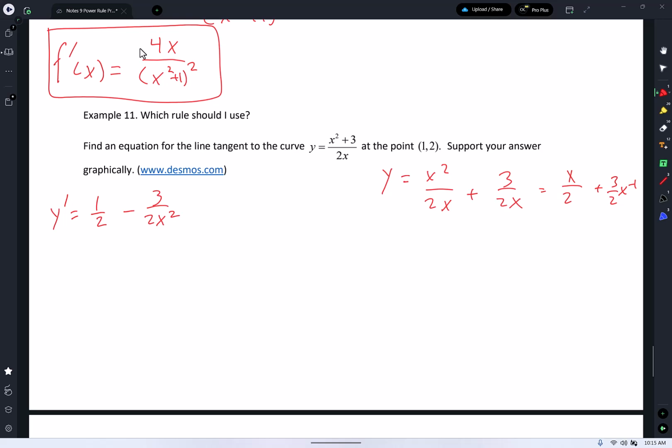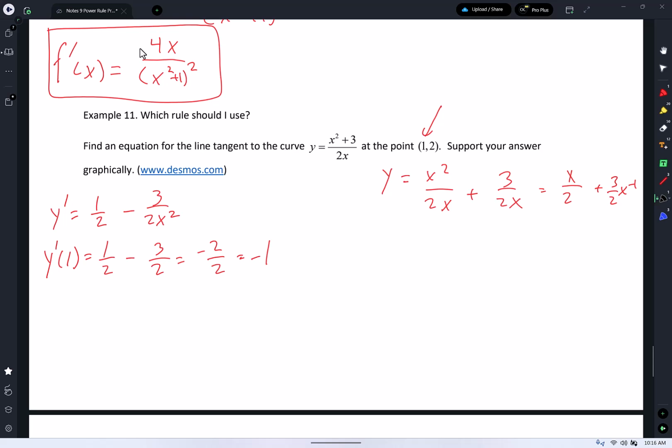And then if you want your slope at 1, y prime at 1 equals, there's no x there, you just substitute the 1 in there. So 1 half minus 3 halves, that's negative 2 over 2. So negative 1. Don't worry, we're going to do it again. Are we okay so far? I just did power rule. I did algebra first, right?